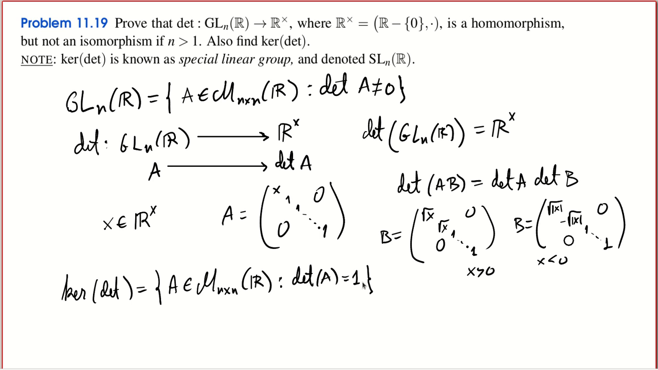And this is the same as this one, which is a group that has a name. This is the general linear group of size n of real coefficients, right? This one also has a name because it's a very important subgroup of this one, and it's called the special linear group of size n, with real coefficients.